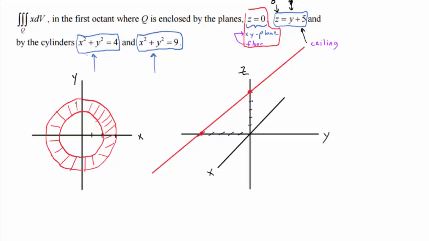Because it says in the first octant, where Q is enclosed by the plane z equals 0, that part of z equals 0 is the floor. The donut is the floor. z equals y plus 5 is your ceiling, and the cylinders not only help you come up with the floor, but also the walls as well. The other thing it does say is it's in the first octant, so that restricts it even further, doesn't it? So how about right there? Would you buy that?